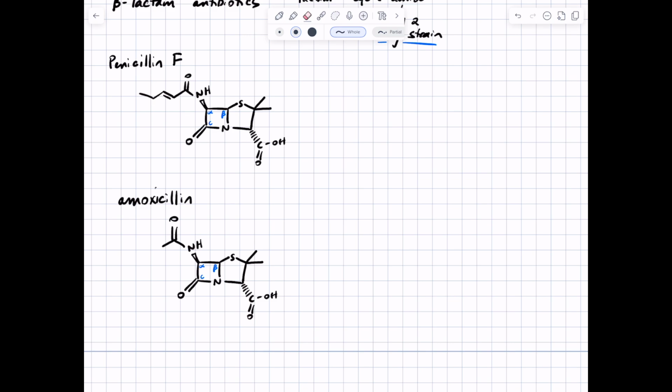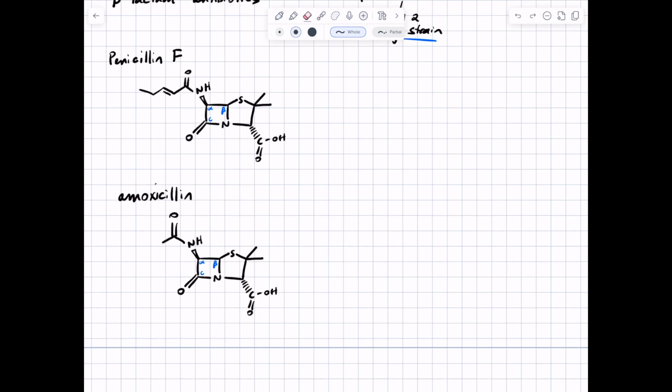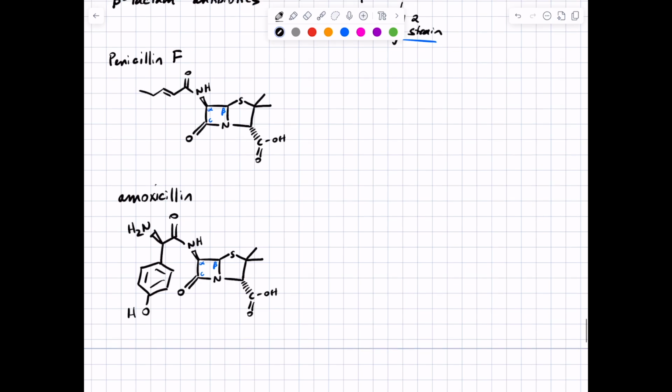Trying to get it right. There's the R group here, an amino acid. It's not exactly tyrosine, but it sort of looks like tyrosine. It's one carbon shorter. That's amoxicillin.